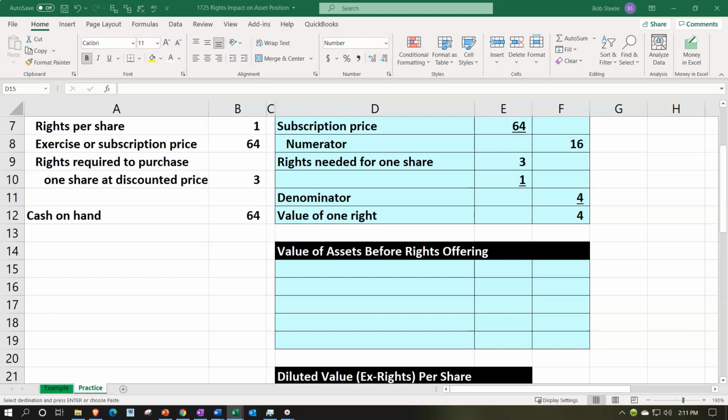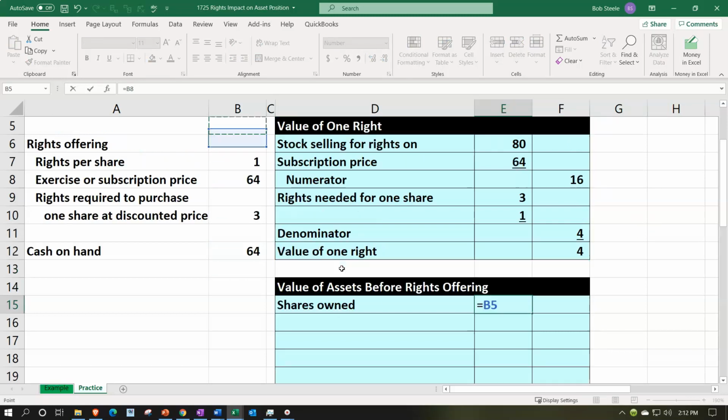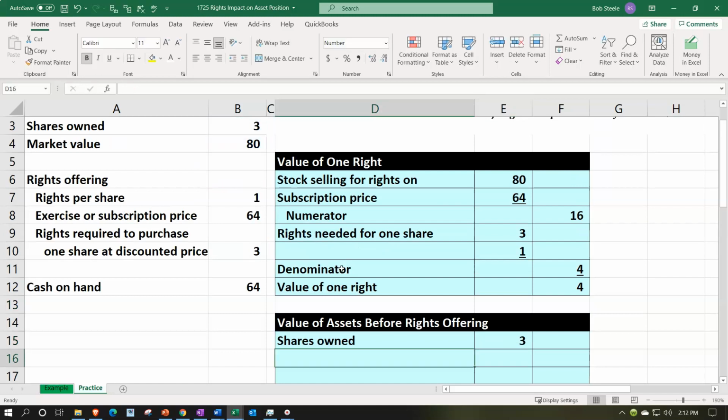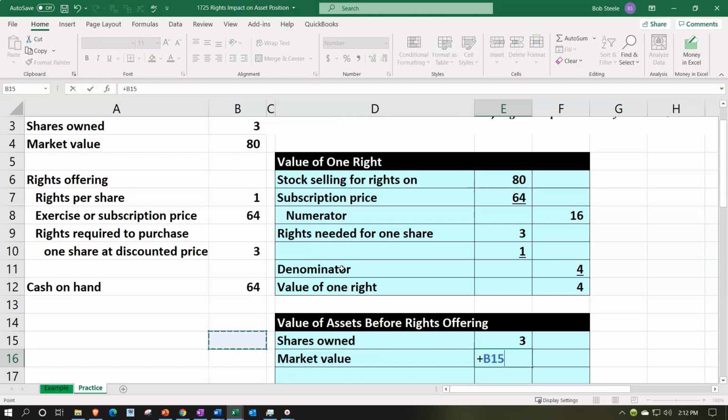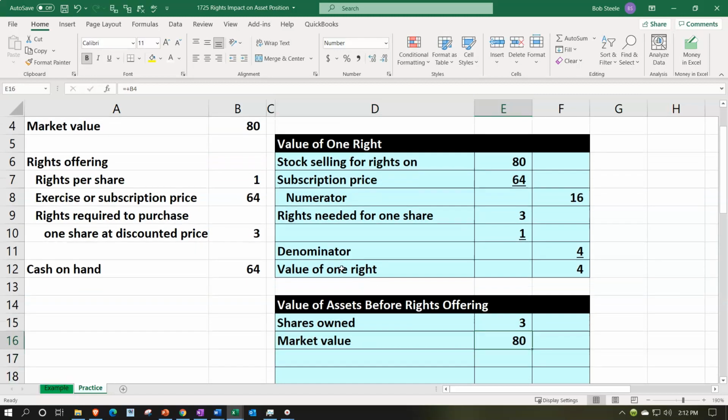The number of shares that we have is 3 shares. So we had 3 of these shares up top, and the market price is $80. So before they issue the rights, or declare the issuing of the rights, we have $80. That's going to be the value of the stock.